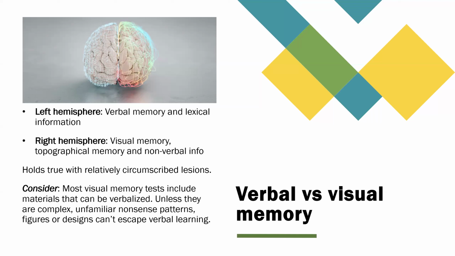The other thing to consider is that a lot of visual memory tests also include materials that can be verbalized. So again, it can't be this black and white, clear cut, this is verbal memory, this is visual memory. It's kind of a gray area. So unless you're testing someone on a really complex, unfamiliar kind of nonsense pattern they've never seen before, having someone recall a figure or a design, it just really can't escape the verbal learning process entirely.